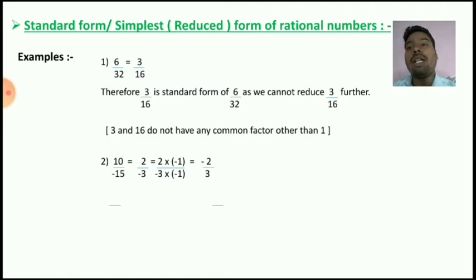So I again multiply the numerator and denominator by minus 1: 2 into minus 1 and minus 3 into minus 1. So I get minus 2 divided by 3. So minus 2 divided by 3 is the standard form of 10 divided by minus 15. This way you find the standard form, or simplest reduced form, for a rational number.